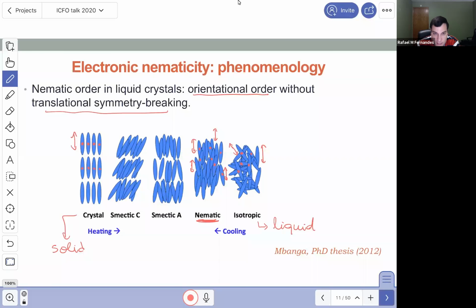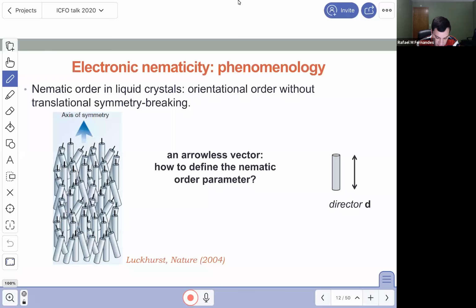Now, before I extend this to actual electronic systems, I need to understand how I define a nematic order parameter. And this is what's going to be the rest of this slide here. You may think that, well, all I need is a direction, right? So we call it a director. It's just a vector, if you wish: cosine theta, sine theta. But you soon realize that this cannot be your nematic order parameter. Because if I switch this director, d goes to minus d, I change my order parameter. But you see that the rod does not care if I'm pointing up or down. The orientation of the rod is characterized by an arrowless vector. So it has to be the same whether this d points up or down. So this cannot be a good nematic order parameter.